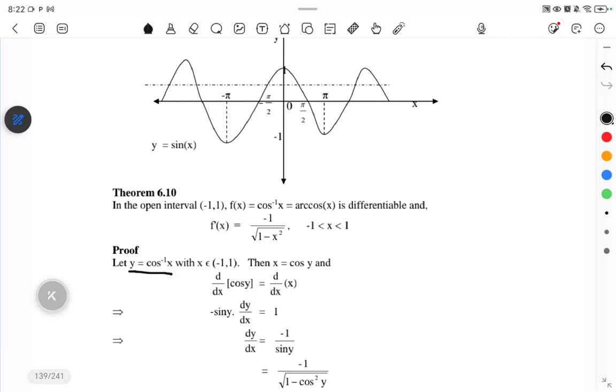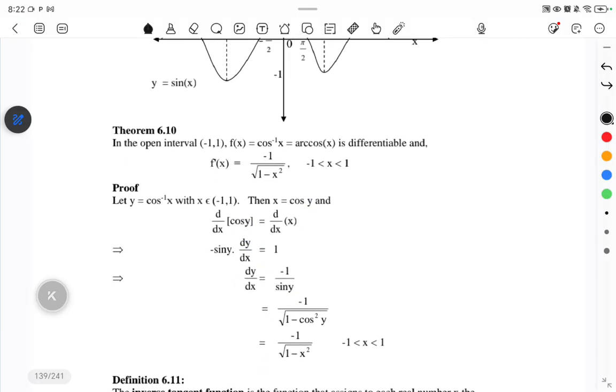Since we are given that f of x is equal to arc cos, we let f of x be equal to y, and we replace x by y, where we know that x is between -1 and 1. Then we take cos of both sides, so cos cancels on this side, and here we have cos y equal to x, right? Then we differentiate both sides. We know that when we differentiate cos y, we get minus sine y. Then since we're differentiating with respect to x, we multiply by dy over dx, which equals 1 on this side. We divide both sides, and we get this.